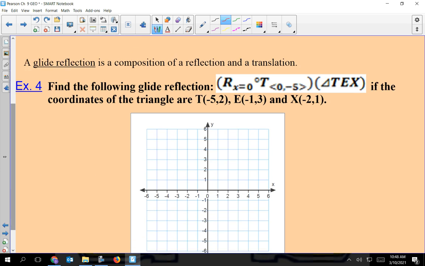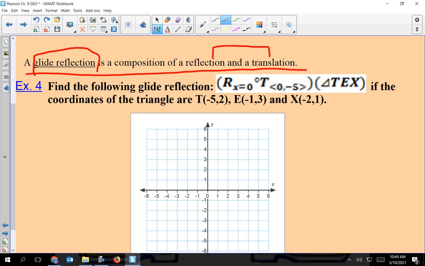Okay, a glide reflection is a composition of a reflection and a translation. So it's just a specific name for doing specific things. Not a huge deal, but it's just words that you'll see. So a glide reflection is just a unique thing made up of specific transformations. Okay.